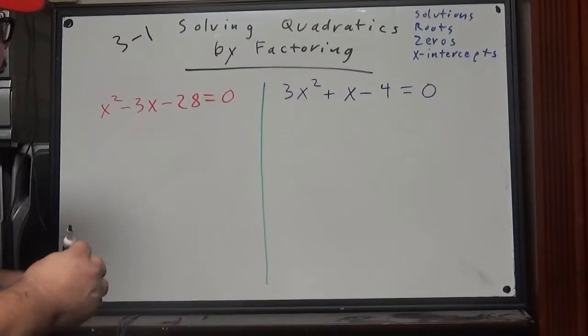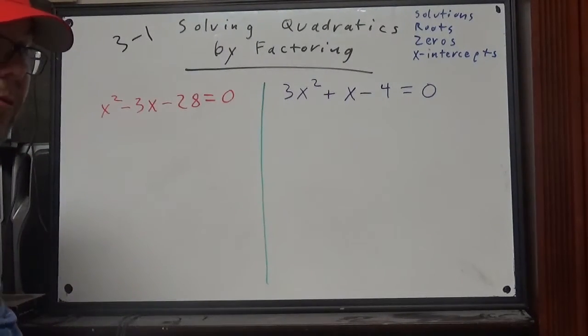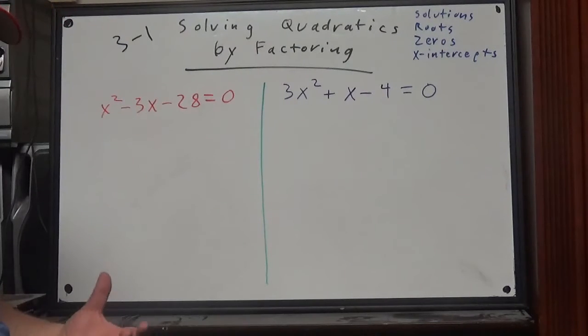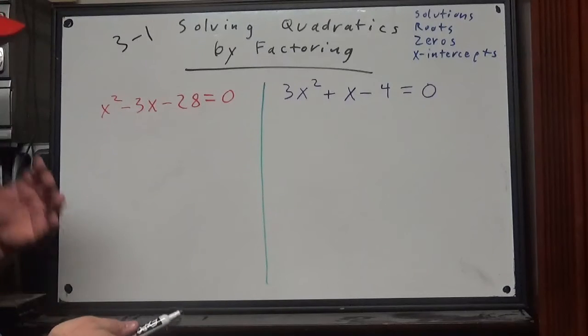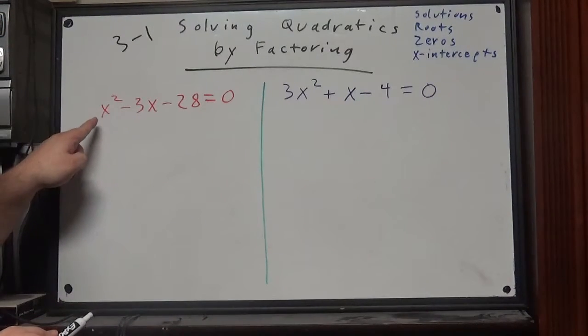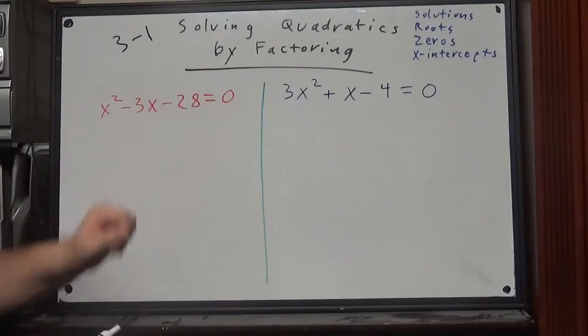So, I'm going to go through 2 equations. Now, these will look familiar, hopefully, in how we solve them, but we'll do one extra step. So, the first one is x squared minus 3x minus 28 equals 0.